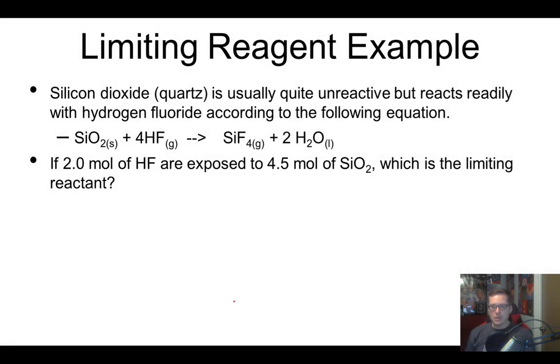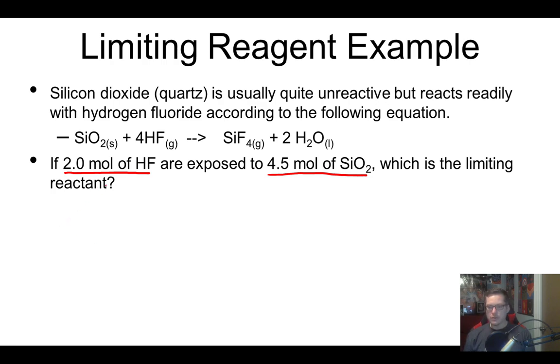So let's do some practice problems. Silicon dioxide, or quartz, is usually quite unreactive, but reacts readily with hydrogen fluoride according to the following reaction: silicon dioxide with hydrofluoric acid gives silicon tetrafluoride and water. It says if 2.0 moles of hydrofluoric acid are exposed to 4.5 moles of silicon dioxide, which is the limiting reactant? It's a limiting reactant problem because, number 1, it asks for the limiting reactant, and number 2, I gave you 2.0 moles of hydrofluoric acid and 4.5 moles of silicon dioxide. We've got both of them.